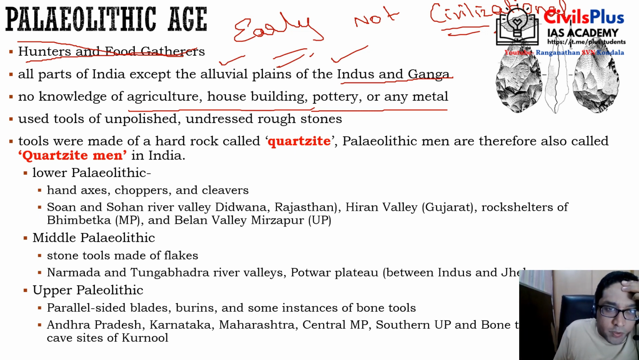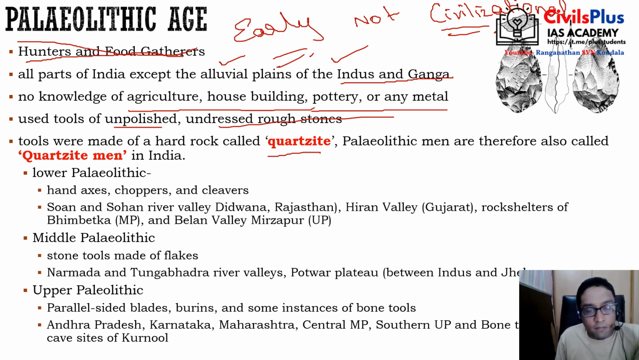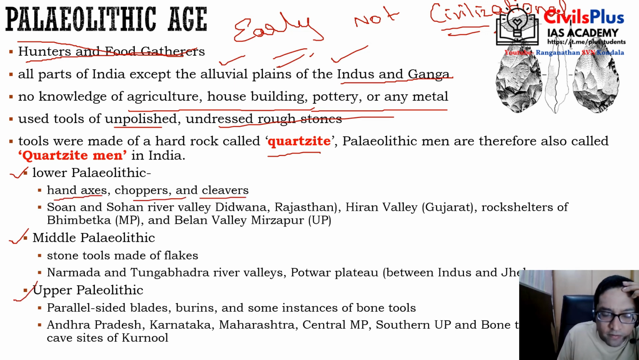They used tools which were unpolished, undressed, and rough stones. Tools were mainly made of a hard rock called quartzite. That's why Paleolithic people are also called the quartzite people of India. There are three types of Paleolithic: lower Paleolithic, middle Paleolithic, and upper Paleolithic. In lower Paleolithic, most of the tools were hand axes, choppers, and cleavers.